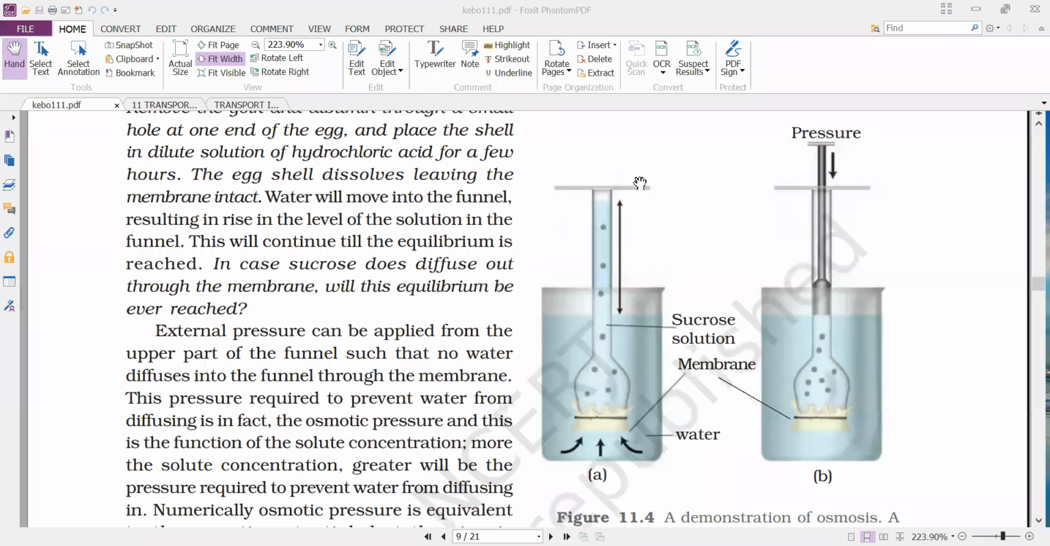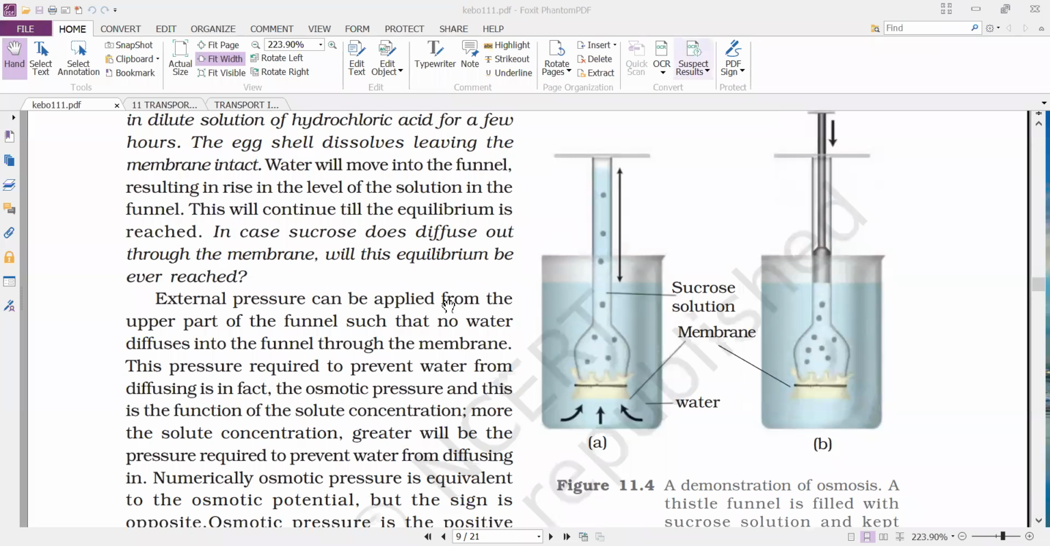Next, we'll discuss osmotic pressure. Today we'll discuss osmotic pressure. We all know very well, if two chambers are separated by a membrane with two different concentrations of solutions, the water will move from the region of higher water potential to the region of lower water potential till both the chambers attain equilibrium.